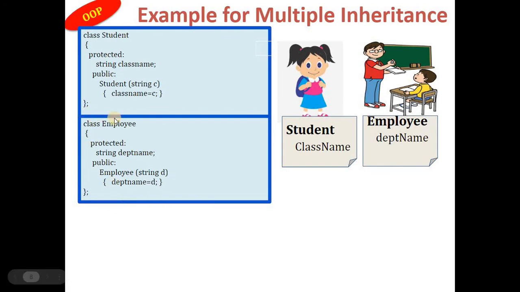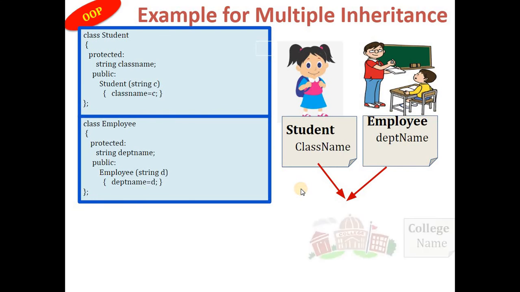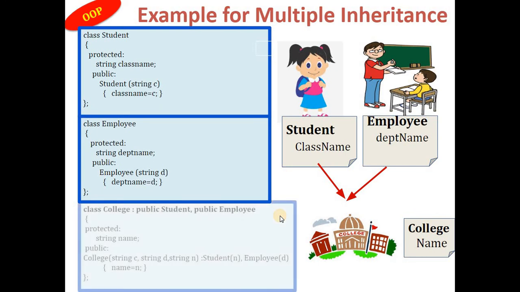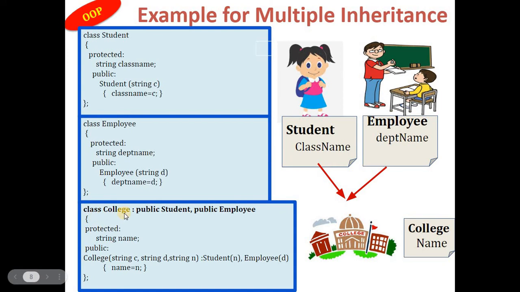We declare the class employee. Now we are taking both student and employee and deriving their properties into college. So we are taking class college, which shares the properties of student as well as employee. While declaring the class, we write class college colon public student, comma, public employee, since it is sharing the properties from both. And accordingly, it is going to have three values: string C, string D and string N.